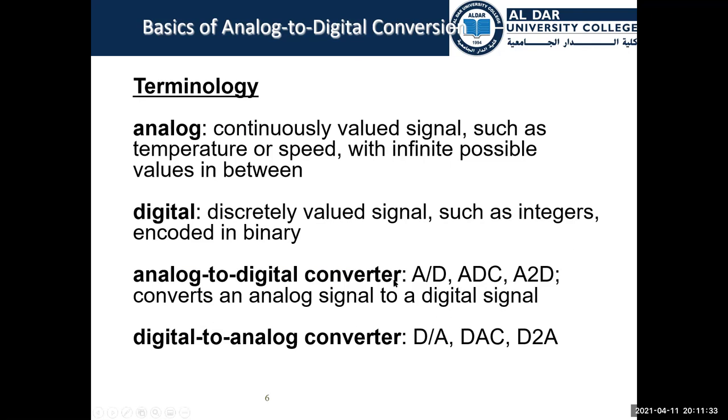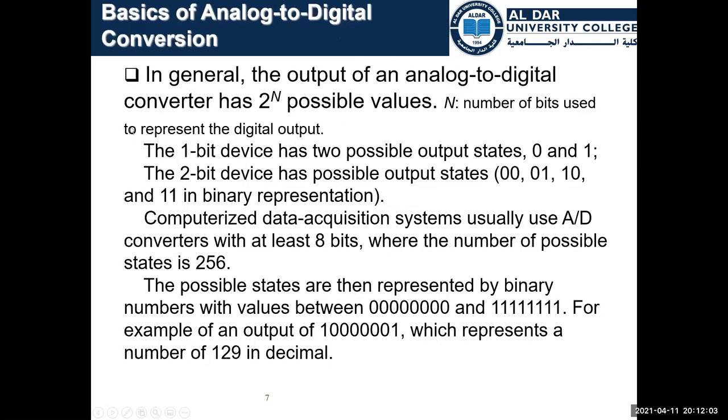The analog to digital converter can be named AD, ADC, or A2D. All these names can be used. It converts the analog signal to a digital signal. The digital to analog converter does the opposite function of the analog to digital converter, and it is named D/A, DAC, or D2A. All these are standard names.